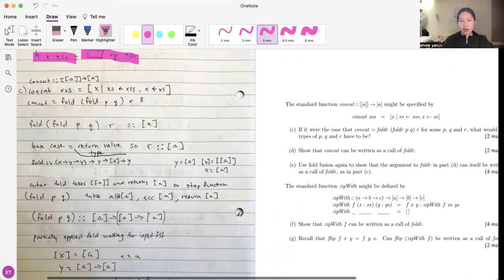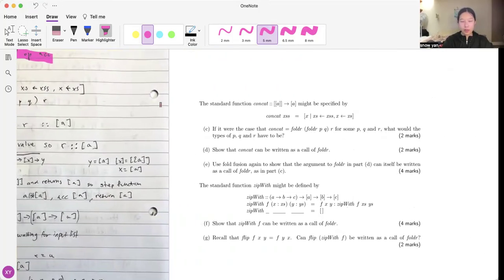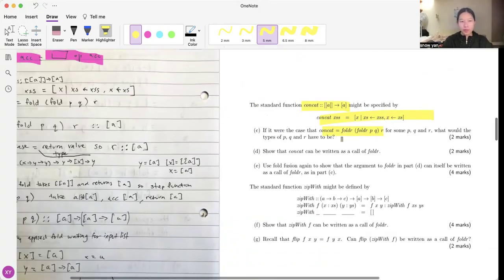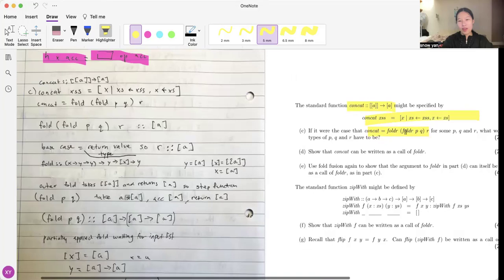Moving on, part C. We're switching gears slightly, but still the same idea. Standard function concat of this form might be specified by this. If it were the case that concat is fold R or fold of PQR for some PQR, what would be the types of them? So we're just trying to find, if we write it in this form, the types of PQR, right? For these types of questions, how we're going to approach it is just breaking down what is our input form, what is our output form, what are the variables we have here, what are their types, and then breaking it down step by step to find what we need.